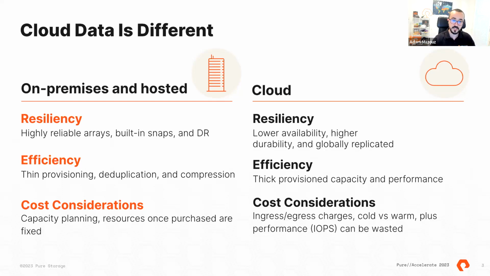And then you have to think about efficiencies, which from a data perspective matters: whether you are paying for what you provision or paying for what you're using, which is the difference between thick and thin provisioning, and also all the data reduction capabilities that most on-premises arrays, among them the best flash array, have.